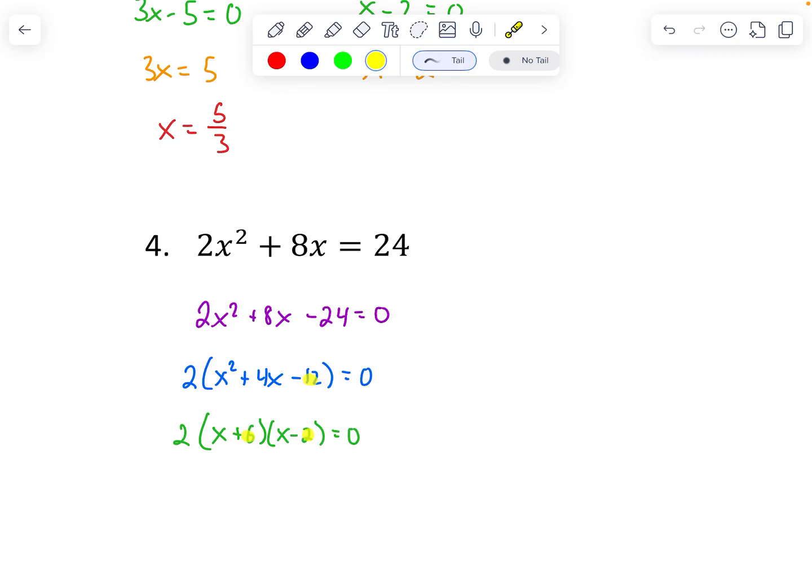So 6 times -2 is -12. 6 plus -2 is 4. And now you can set each bubble equal to 0 separately to get x = -6 and x = 2.